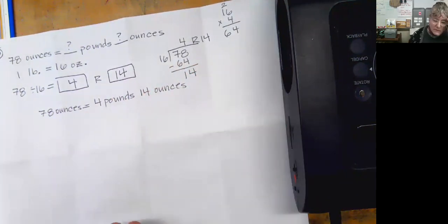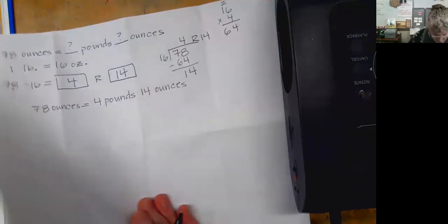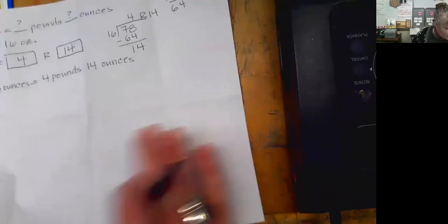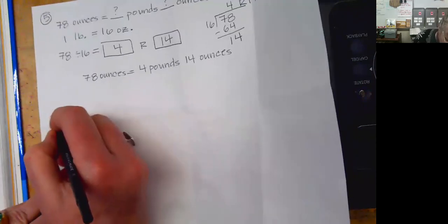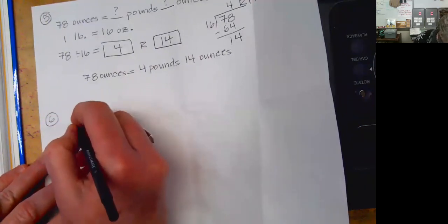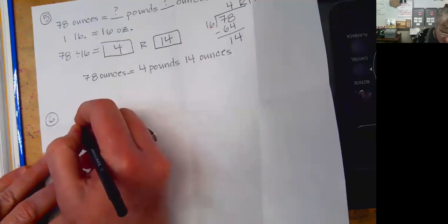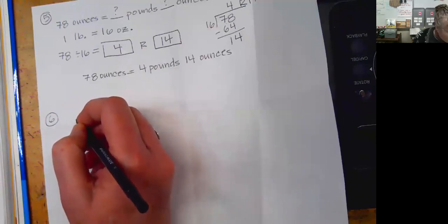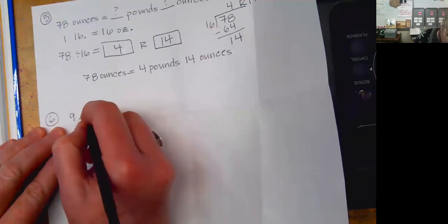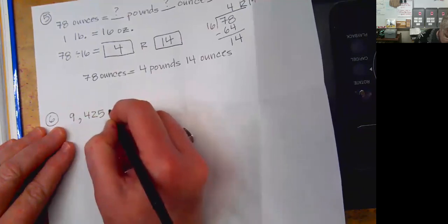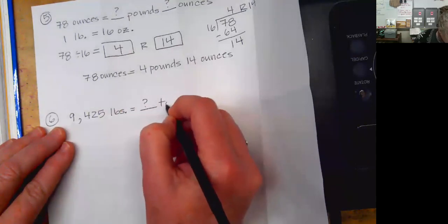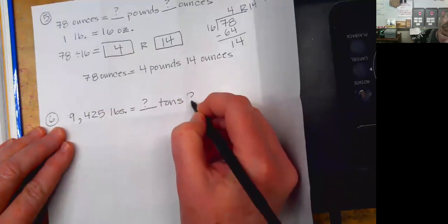Okay. All right, let's do one more. Let's do the last one on the other side, just to see if we've got the mojo. So this one also has pounds to tons. So we're going to do a similar process with the remainder. So we have 9,425 pounds. And that equals question mark tons and question mark pounds.